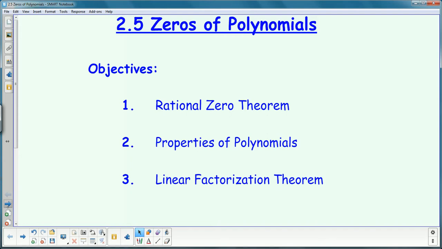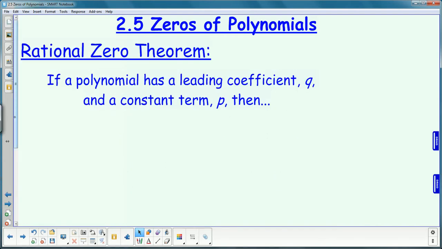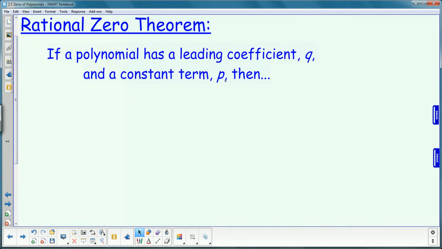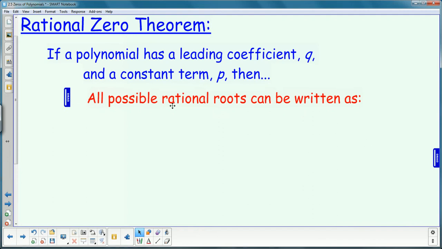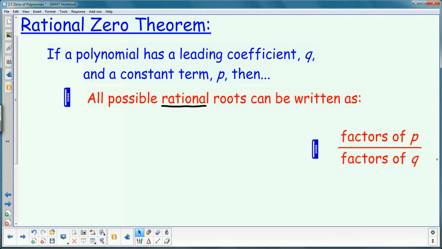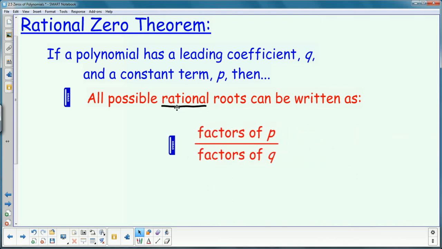So starting with our rational zero theorem, basically what this says, if we have some polynomial, it's going to have a leading coefficient and a constant term. So first term and last term. You're always going to have all of your possible rational roots, and again, that means rational roots, not all real roots, doesn't mean irrationals and doesn't mean complex. So it's integers and fractions. And anytime we have that, your zeros, if they exist, will be the factors of p over the factors of q.